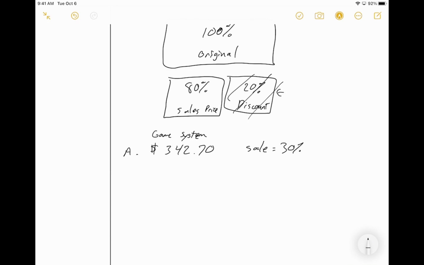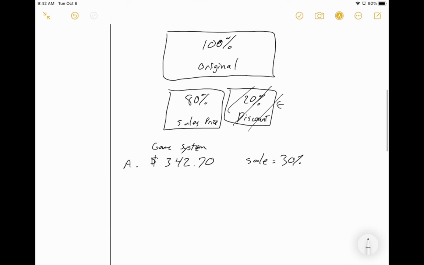Now, what we can do here is just think about this, right? If the sale is 30% off, how much percentage is left over? Well, just do 100 minus 30, and you end up with your sales amount. The whole thing is 100, so that means my sales price is 70%, right? These things have to add up to 100%.